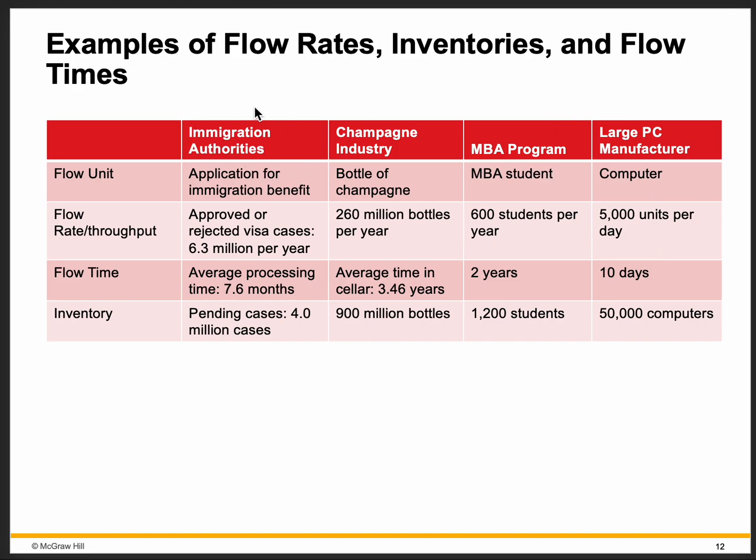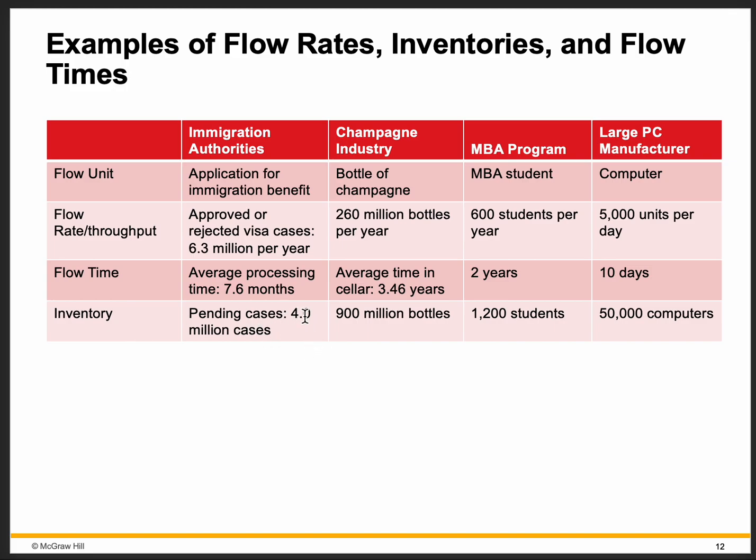processes. Let's look at the immigration one, where the flow unit is a particular application for an immigration benefit. The flow rate is how many of these get done in a year. So it's approximately 6.3 million cases per year. But the flow time is 7.6 months. That's the average amount of time that it takes. And the amount of inventory that you have is 4 million cases.